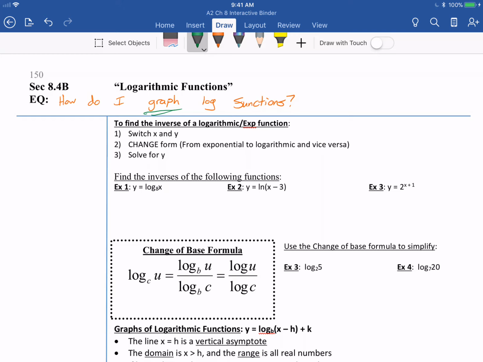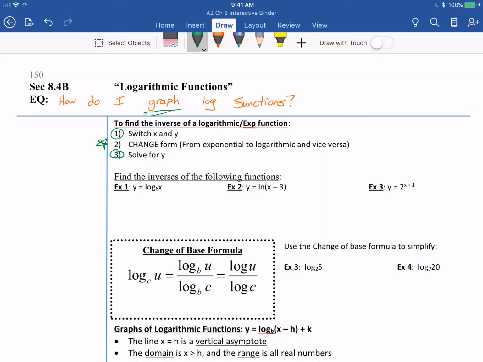and exponential functions. All right, we've talked about finding inverses, and the main thing we did, I think in chapter 7, is that we switched the x and the y. So switch the x and the y, and we're going to do that again today. Then once we switch the x and the y, we solve for that new y. But there's going to be one step in between here, and that's going to be to change the form. So to find an inverse of a log or an exponential function, you first switch the x and the y, then you change the form, and then you solve for y. All right, awesome.